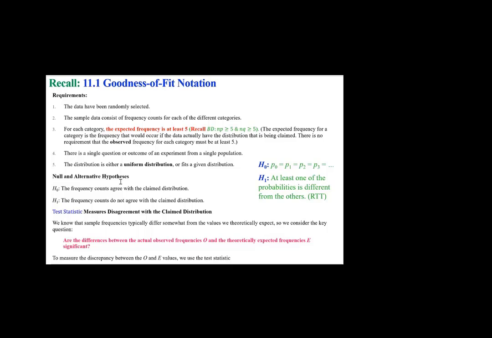So H0 is the frequency counts agree with the claimed distribution, and H1, they do not. And the test statistic basically measures the disagreement between the 2. So are the differences between the actual observed frequencies, which we call O, and the theoretical, that is the expected frequency, E, significant or not? That's what the test of hypothesis of goodness of fit is.